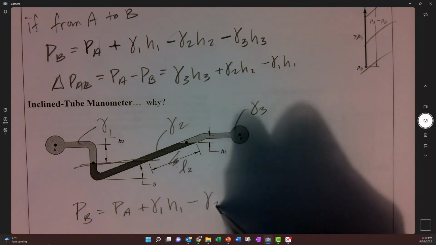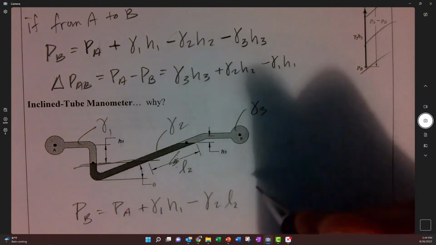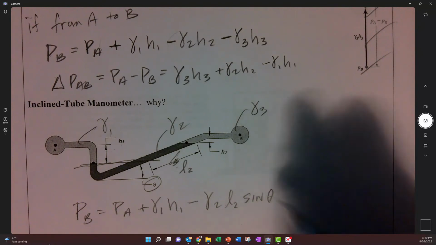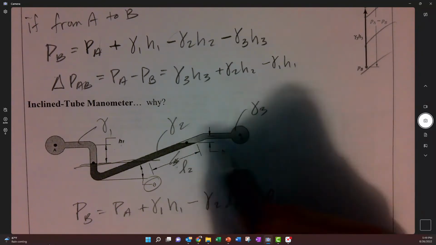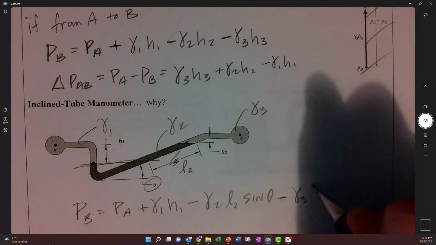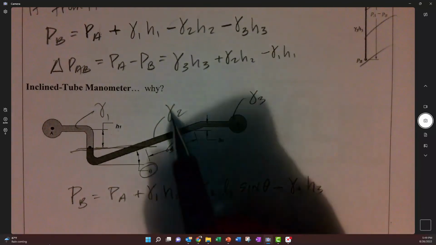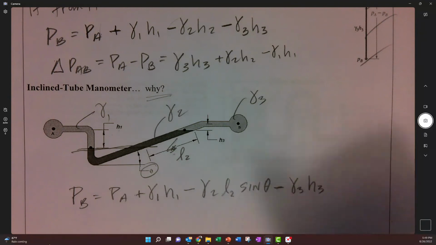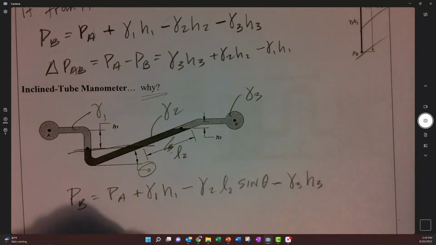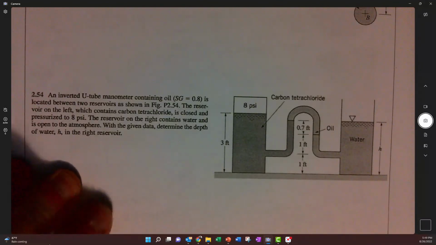They're calling this, it looks like a B, but I think this is L2 actually right there. So we take gamma 2 and take L2, but now it's only the vertical part of it. Here theta is the angle, so we're going to take the sine of theta right in there, and we're still swimming up, so it's going to be negative, and so we're going to have gamma 3 H3. And that's how we would use the inclined manometer. The reason is that it might be such a small pressure difference that if it was just a vertical manometer, we wouldn't be able to read with enough precision.